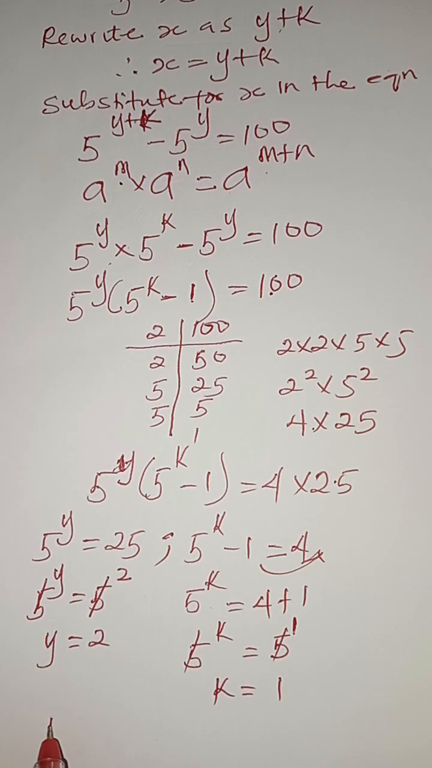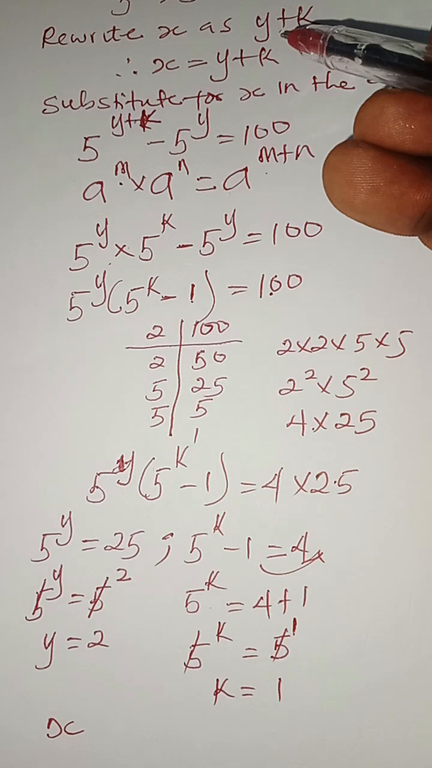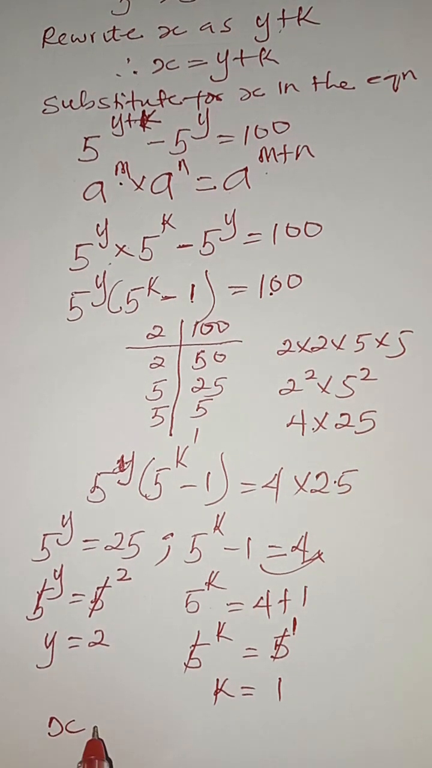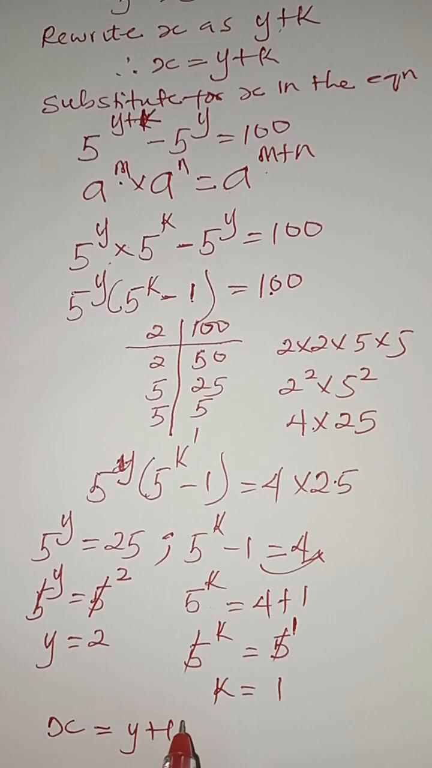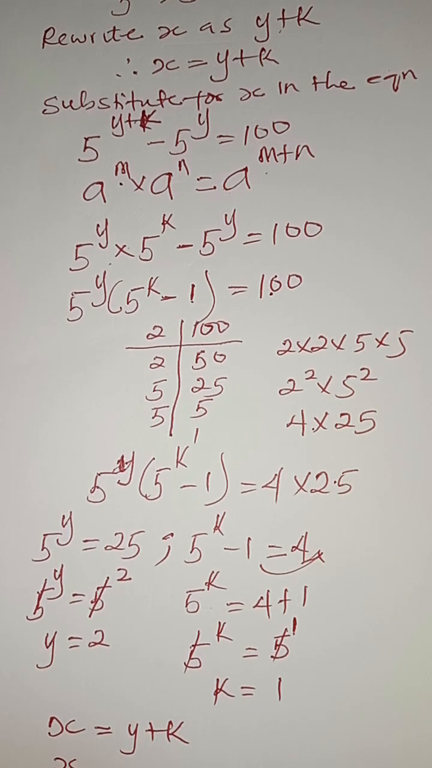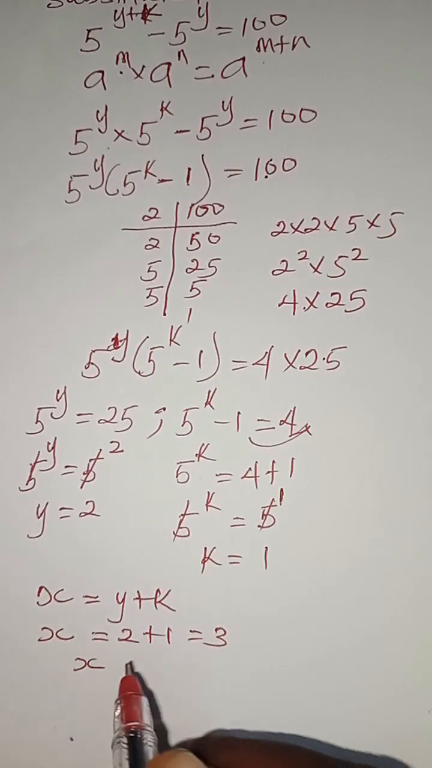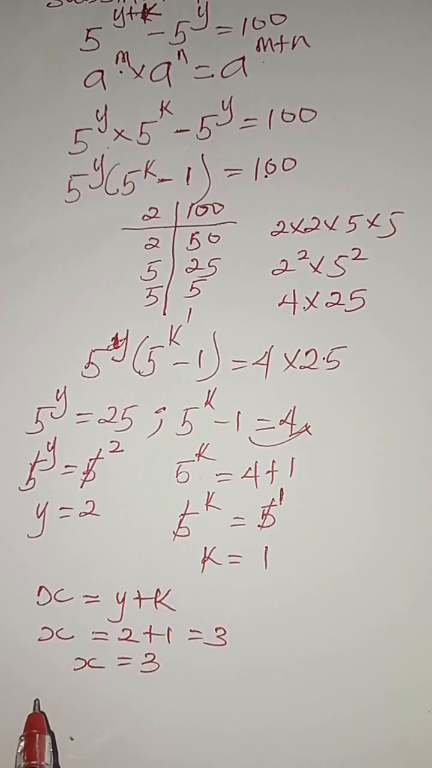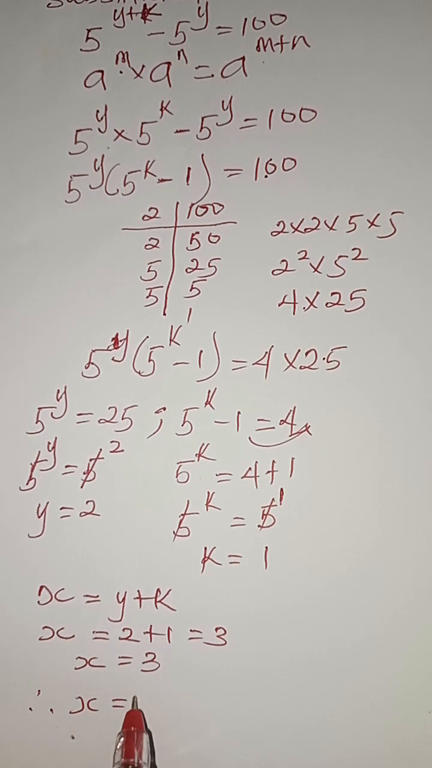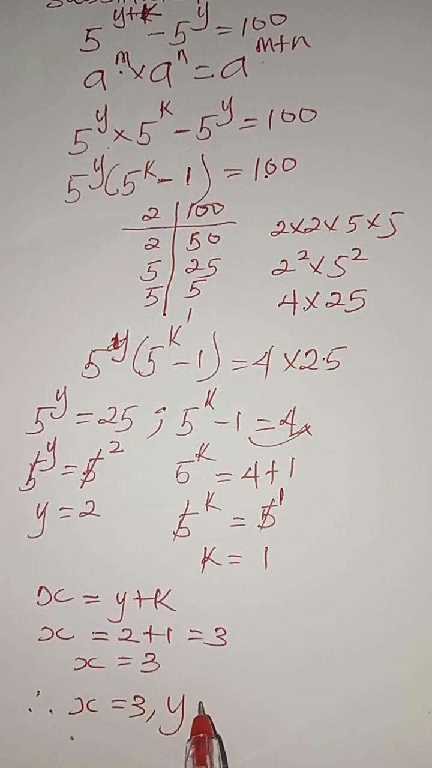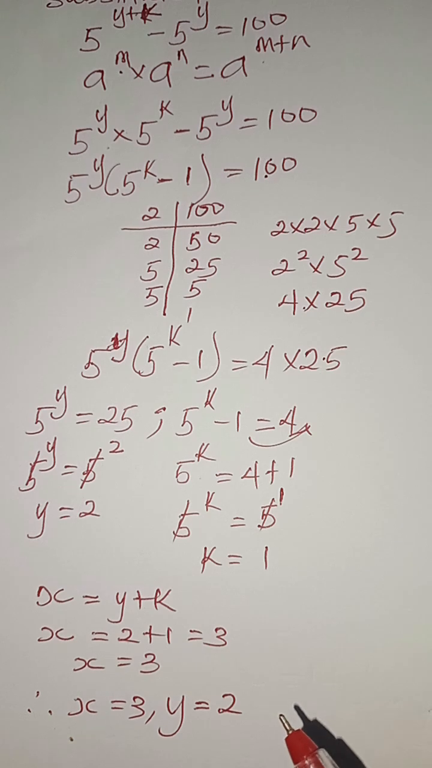Don't forget, if you recall from the beginning, from here, we told you that x is equals to y plus k. So we are substituting it for us to get our x. x is equals to 2 plus 1, which is equals to 3. So therefore, x is equals to 3. So from everything here, we can obtain that our x is equals to 3, while our y is equals to 2.